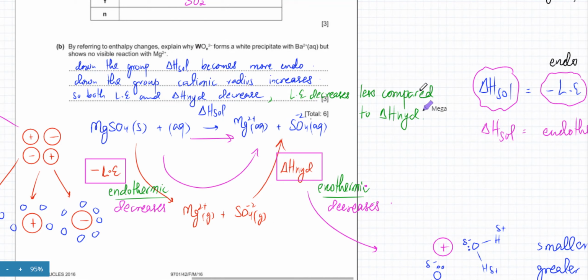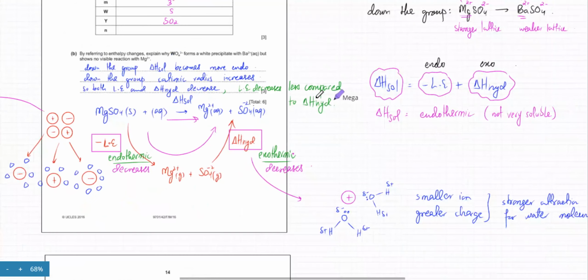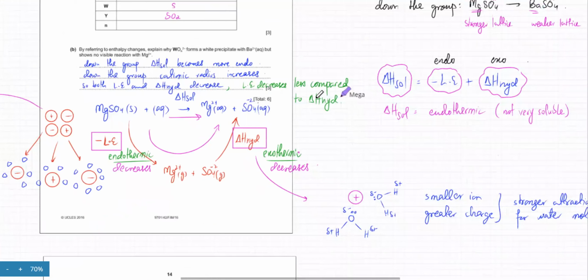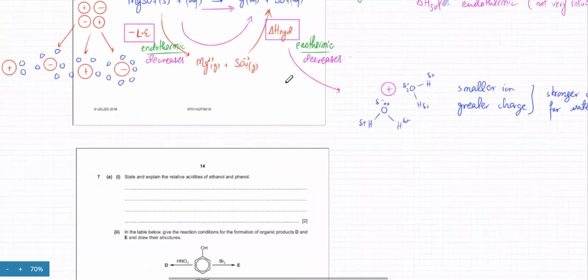and remember the fact that for sulfates the lattice energy decreases less compared to enthalpy of hydration, because in the paper you can't really think all of this. Even if you know the concept, it's going to be very hard to actually think of this and get this right. So just make sure you remember this. It's a very typical question that comes very, very often.